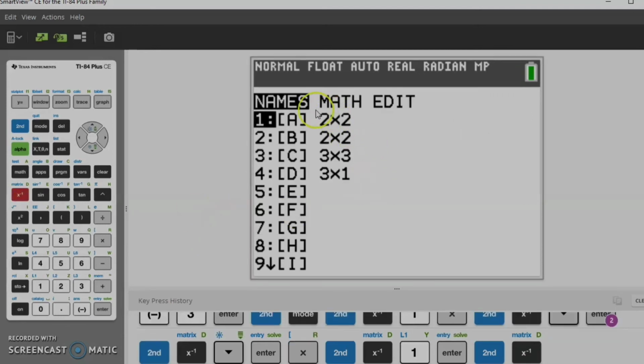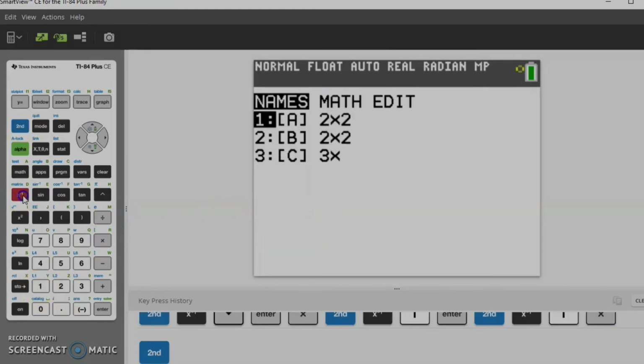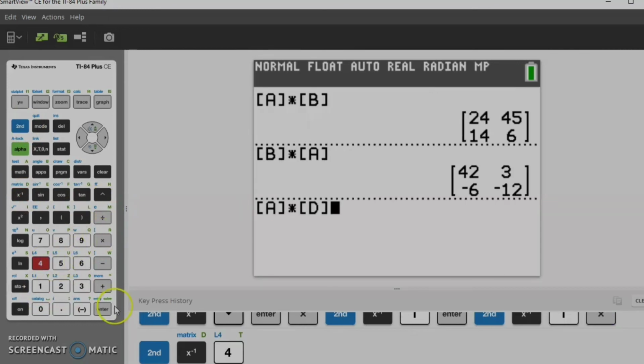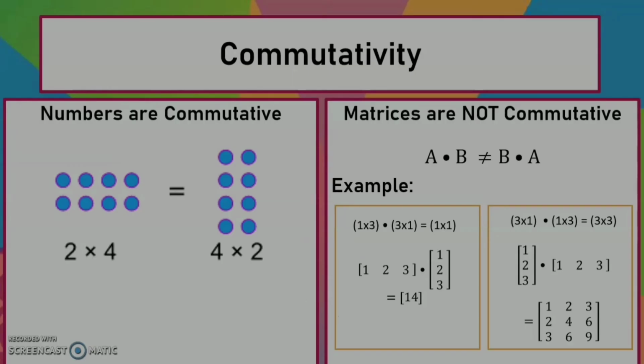What if we tried to multiply this 2 by 2 by a 3 by 1? So I'm going to take matrix A, multiply matrix D, enter, and it tells me there's a dimensional mismatch. That's what the TI is going to say when the matrices do not match up, so it's impossible to multiply them. So the order in which you multiply the matrices does matter. This is in contrast to the commutative law for regular numbers.